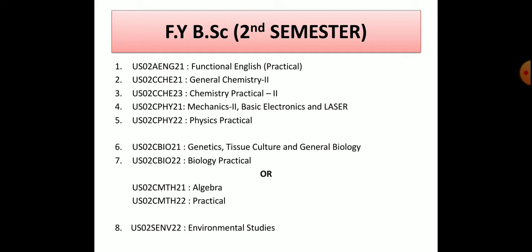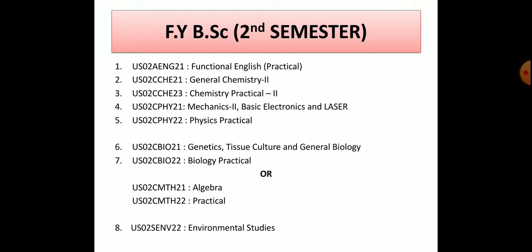The 6th and 7th subjects are related to one of your 12th science subjects, that is, your main subject, biology or maths. So the 6th is US02 CBIO 21, that is Genetics, Tissue Culture and General Biology. The 7th is US02 CBIO 22, that is Biology Practical.